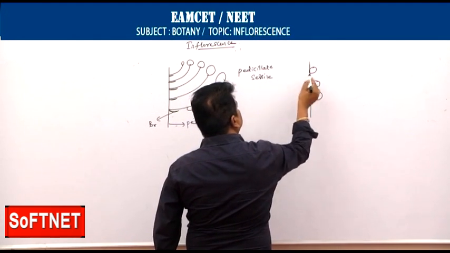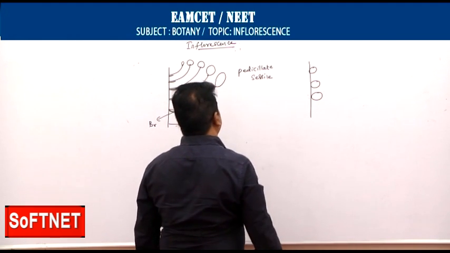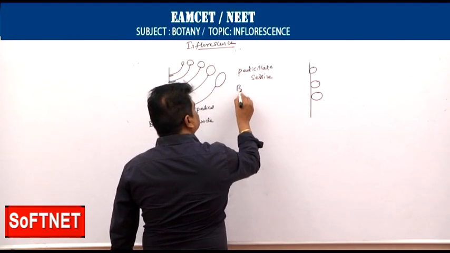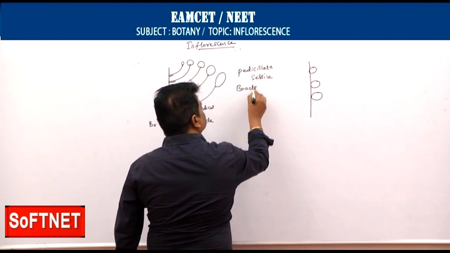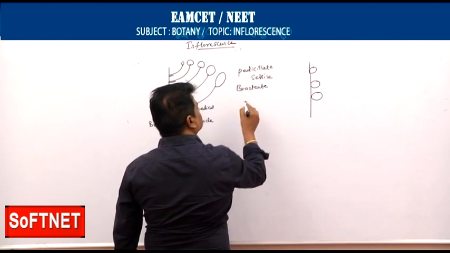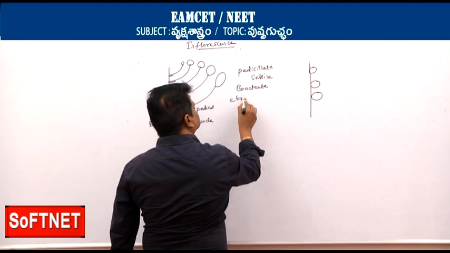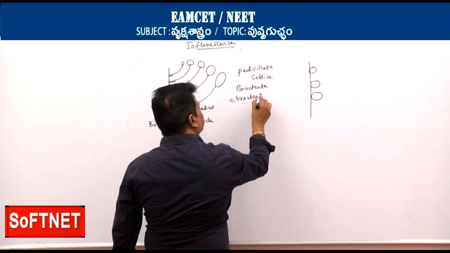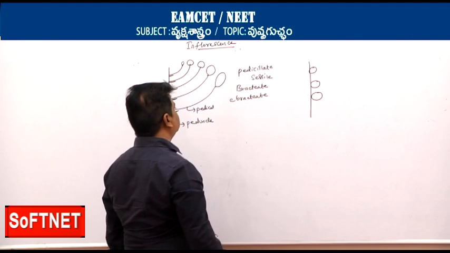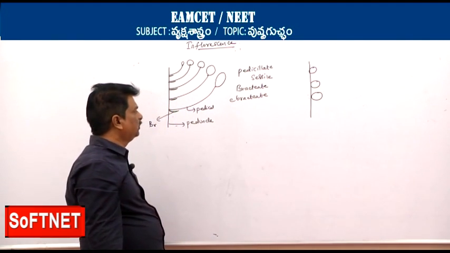sessile flower. If a flower has a bract, it is called bracteate. If a flower is without a bract, it is called ebracteate.